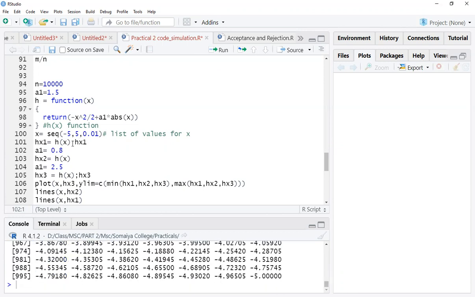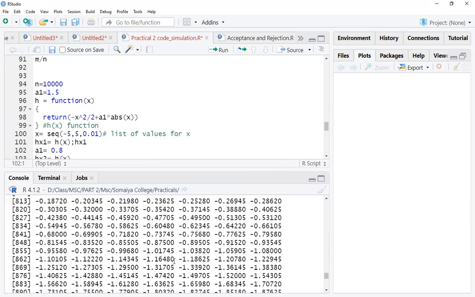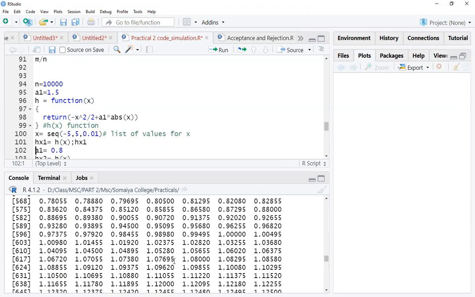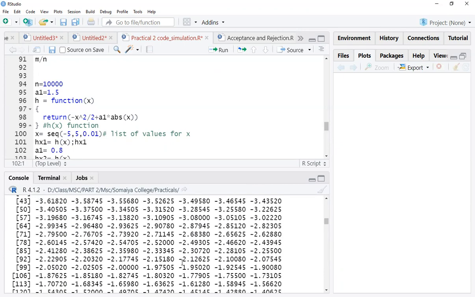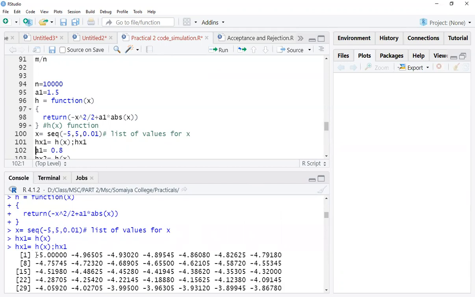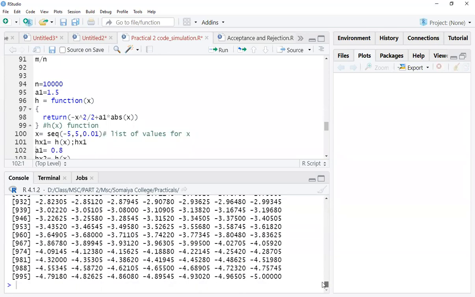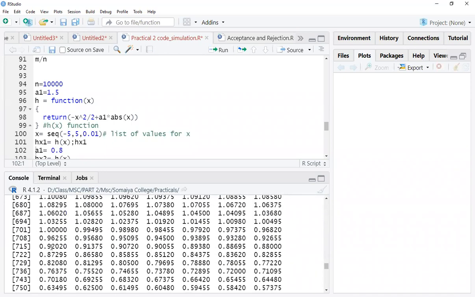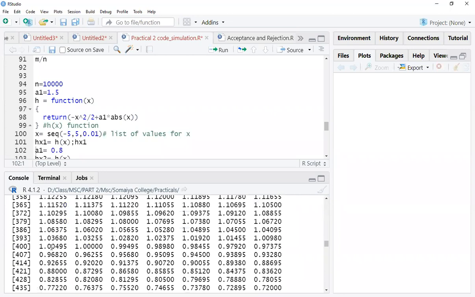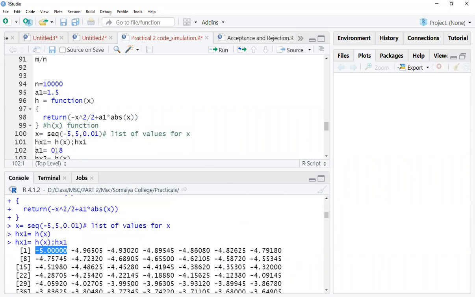Look at this. So these many observations we have generated from that particular function h of x. Now you want to see what the maximum value is and what the minimum value is. If you look here, it varies from -5 to maybe some positive value. You can just look at the graph for this, and it becomes clear.